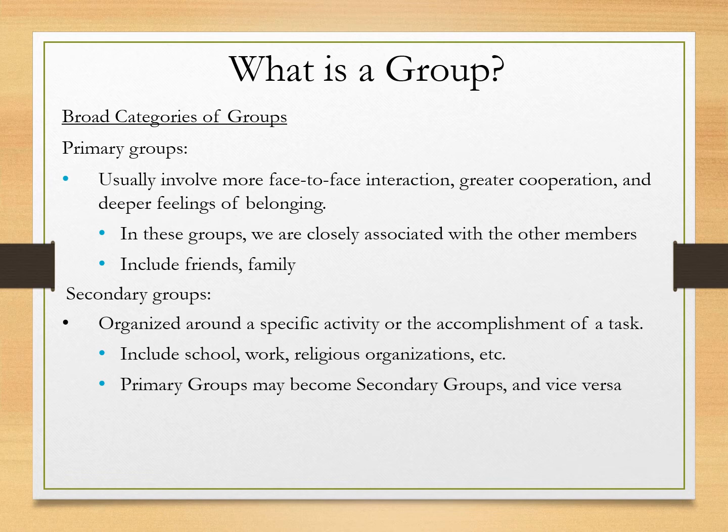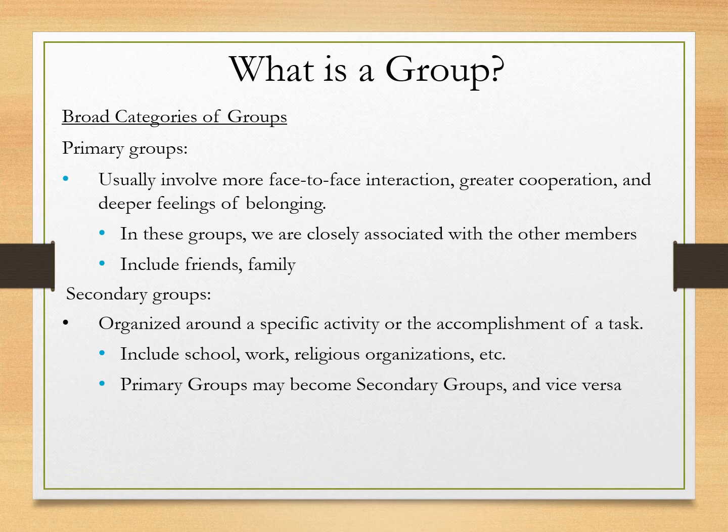A secondary group then is organized around a specific activity or the accomplishment of a task. So examples of secondary groups include school, work, it could be a religious organization, it could be a sports team. Your goal in a secondary group is to do a thing. Really the goal in a primary group could be said to be like love or friendship, right? Which isn't a specific thing. That's the difference between primary groups and secondary groups.